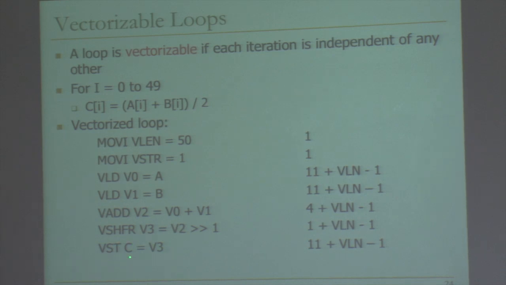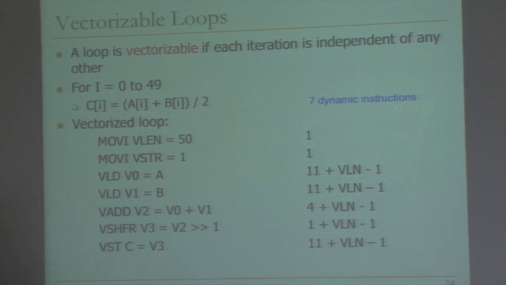And then the next one is the store. You store V3, which is the result of this, into memory address C. Okay? So if you look at this, you have only 7 dynamic instructions, right? Instead of decoding, fetching 304 instructions, we do it for only 7 instructions. And we accomplish the same amount of work. This is why GPUs are very efficient today in executing parallel code.